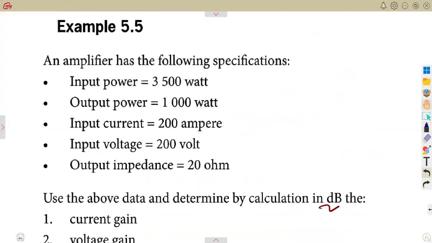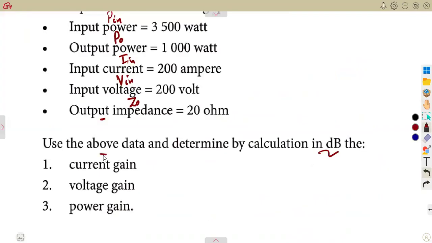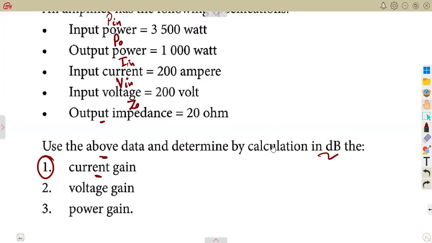We are given in this example an amplifier with the following specifications. There we are given the input power, the output power, the input current, the input voltage, and the output impedance. So take note, this is our Z out, the output. From these values that we are given, use that information above to determine, number one, the current gain, but it's supposed to be in what? In decibels.